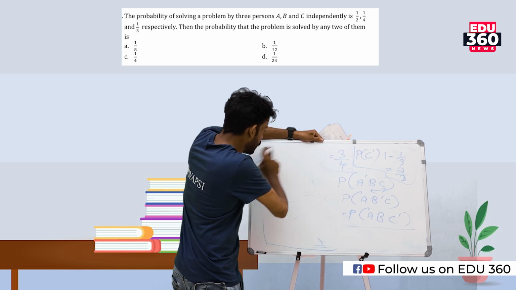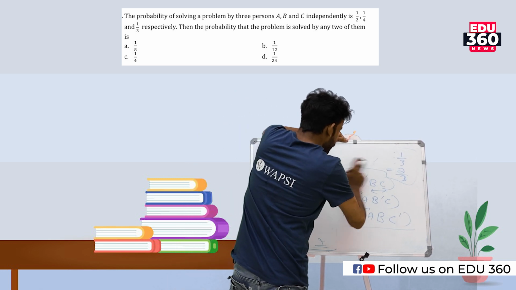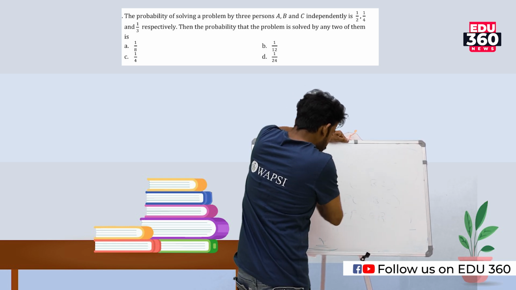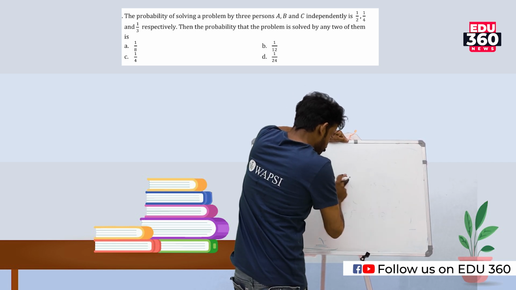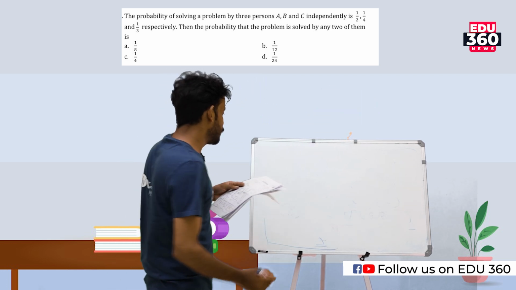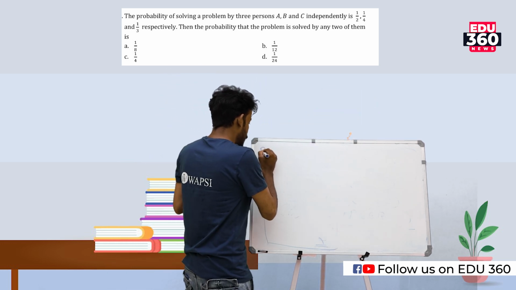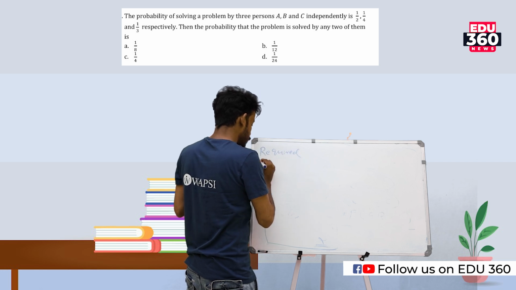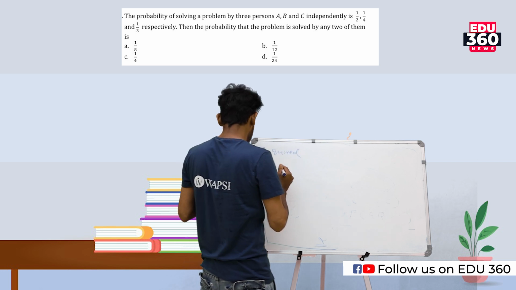So just substitute the values. Just substitute the value of A dash and also substitute B and also substitute C. Similarly, just substitute the values for the other terms also. That is the required probability.